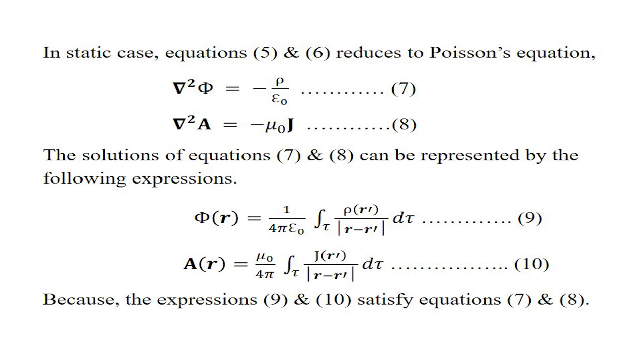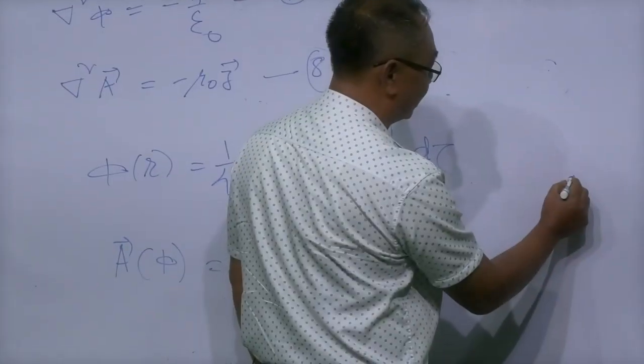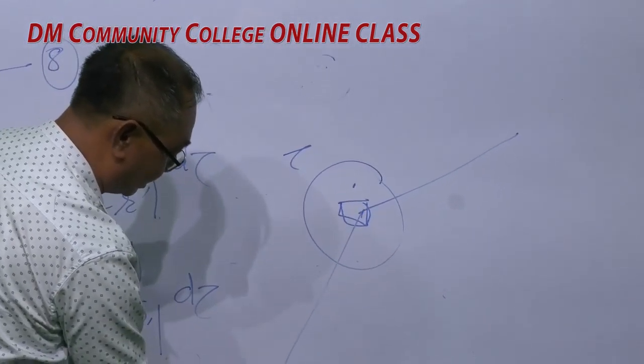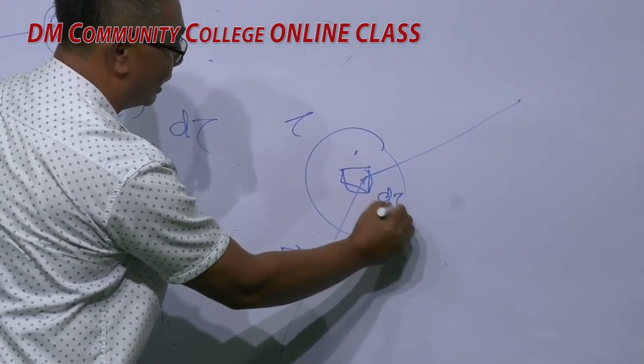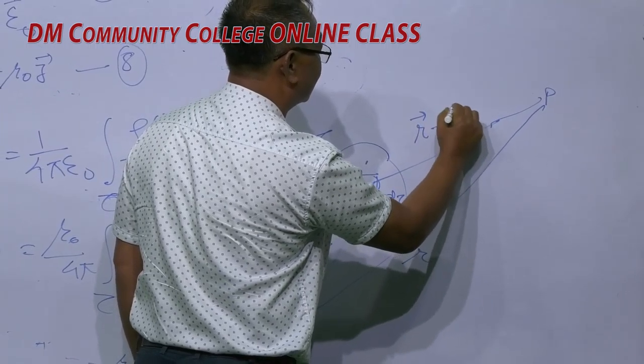So these expressions can represent the solution of Poisson's equation, because this expression can satisfy this equation. For this, you can check by operating the Laplace operator on both sides of the equation. Now you can find these two equations, so that I can use these expressions as the solution of these two equations. And by virtue of these expressions, we can conclude that the potentials are to be computed at some point P whose position vector is r, so that I can draw the diagram like this. This is the total volume tau, and I can take some elementary volume d tau here, and this is the position vector of this elementary volume d tau, and this is the point P whose position vector is r, so that this distance will be r minus r prime.